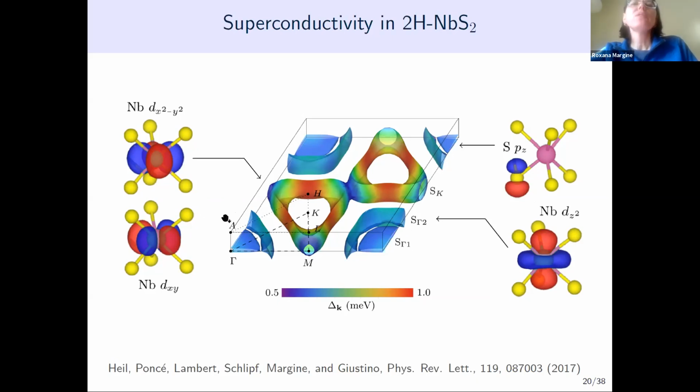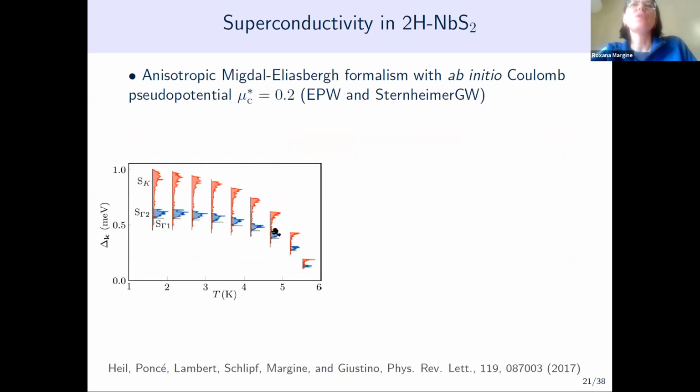But what is more important, if we do such calculations at various temperatures, and if we plot the delta on the Fermi surface as a function of T, we can see that at each temperature, the gaps cluster around two distinct values. So this will be the value for the gamma surfaces, and these are the ones from the K surface.